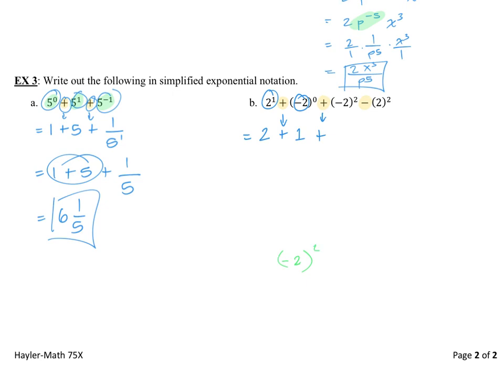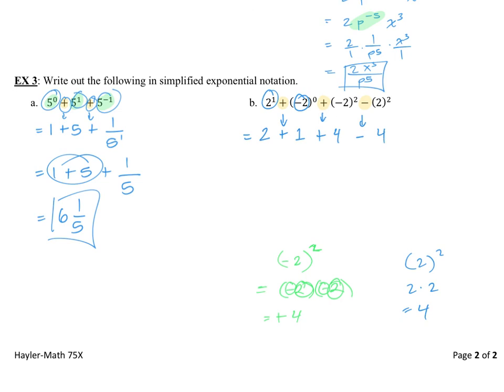What is this saying? Well, this is saying we want negative 2 twice. So, negative 2 times negative 2. Well, negative times a negative is a positive. And then 2 times 2 is 4. So negative 2 raised to the second power is just going to be positive 4. Okay, bring down the negative sign. And then what is 2 squared? Well, 2 squared is just going to be 2 times 2, which would be 4.